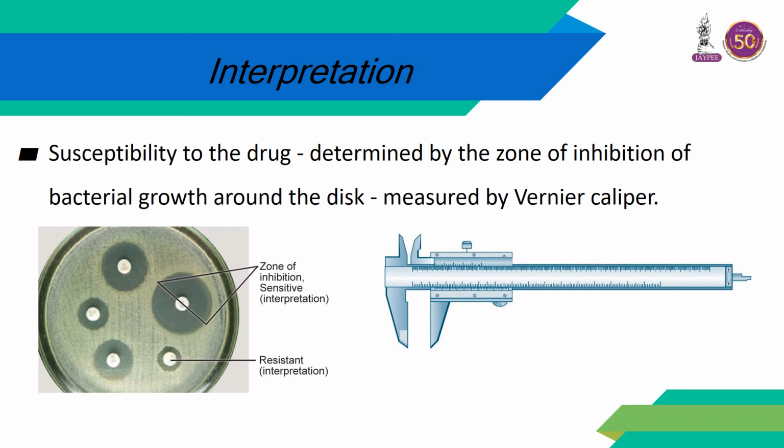Now in the picture you have seen that there is a larger zone, a larger circle. The larger the circle, the more is the sensitivity of the organism towards the drug. The organism is more sensitive towards the drug. The drug was able to stop the bacteria from coming near it. That's why the drug was effective on the organism.